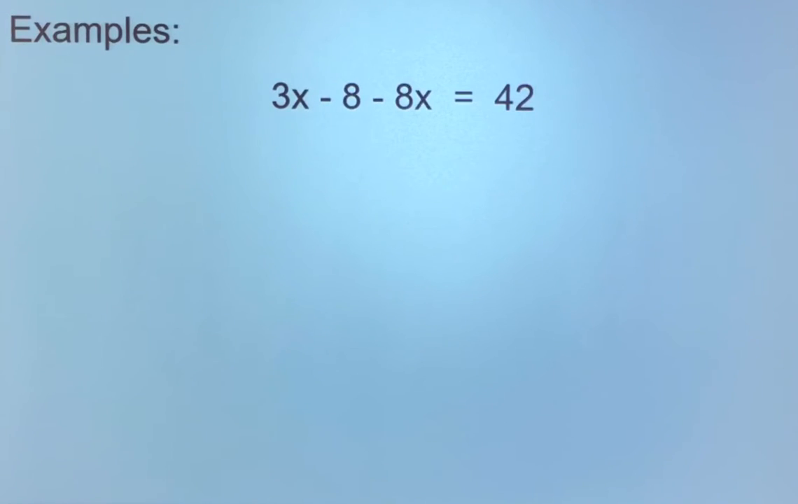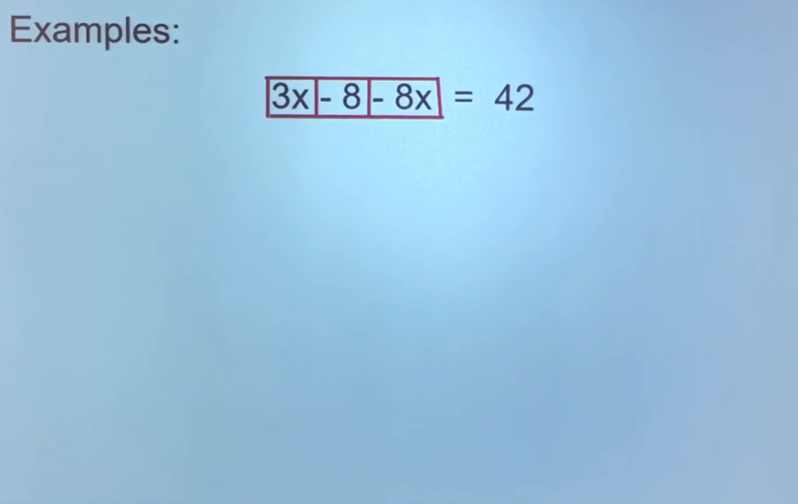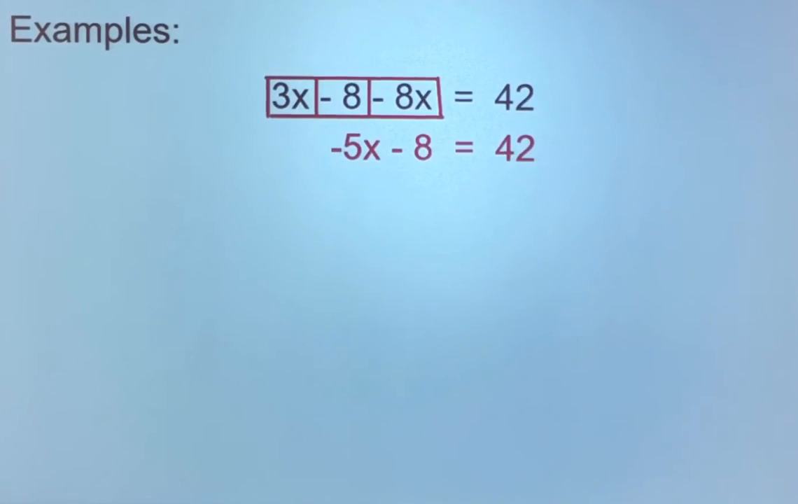We just did the first step. We wrote it down. Second step, are there any parentheses? No, there are not. Are there any like terms that we can combine? Well, I believe there are, so let's look at that. I see a 3x and I see a negative 8x. When I combine those, I get negative 5x. So now we have negative 5x minus 8 is equal to 42.